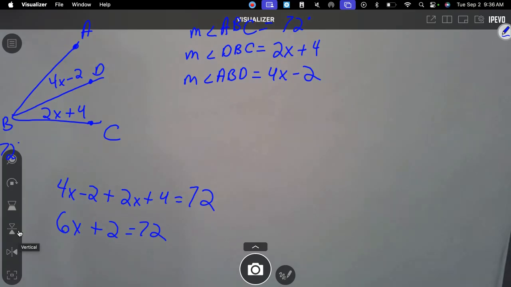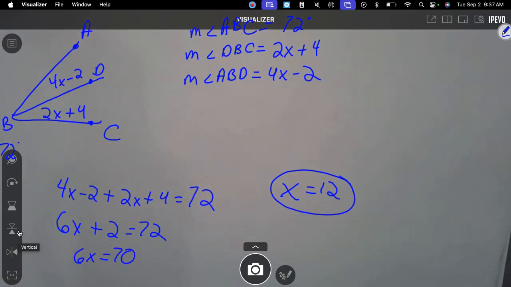I'm going to be surprised if this works out. Then what do I do? Subtract 2. So 6x equals 70. Divide by 6. Somebody tell me what x equals, because I have no idea. 12. It did work. I was hoping it would. X is 12. That's not my answer. It wanted to know the measure of each angle. So what do I do with that 12? Plug it in, and we will find the measure of each angle.